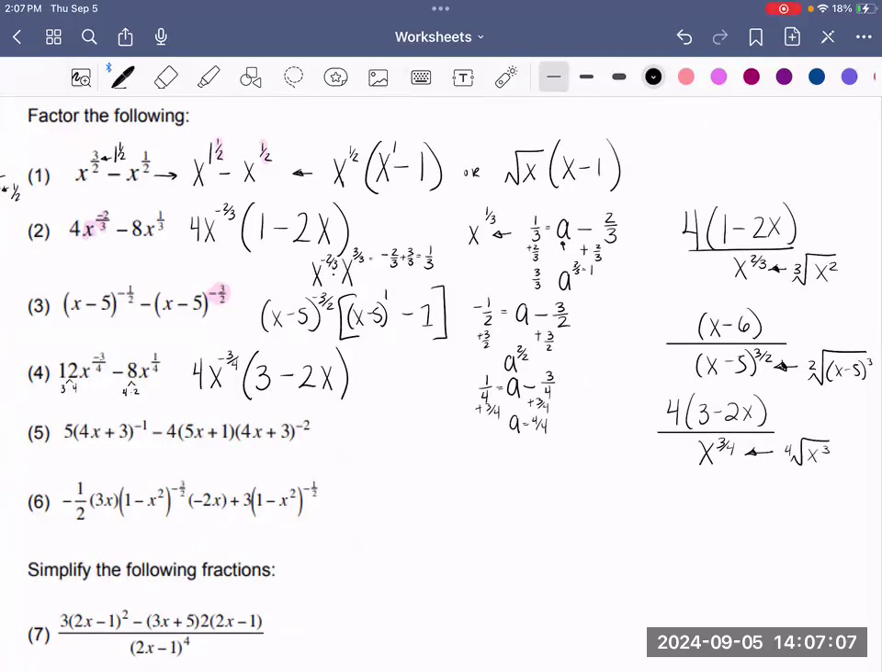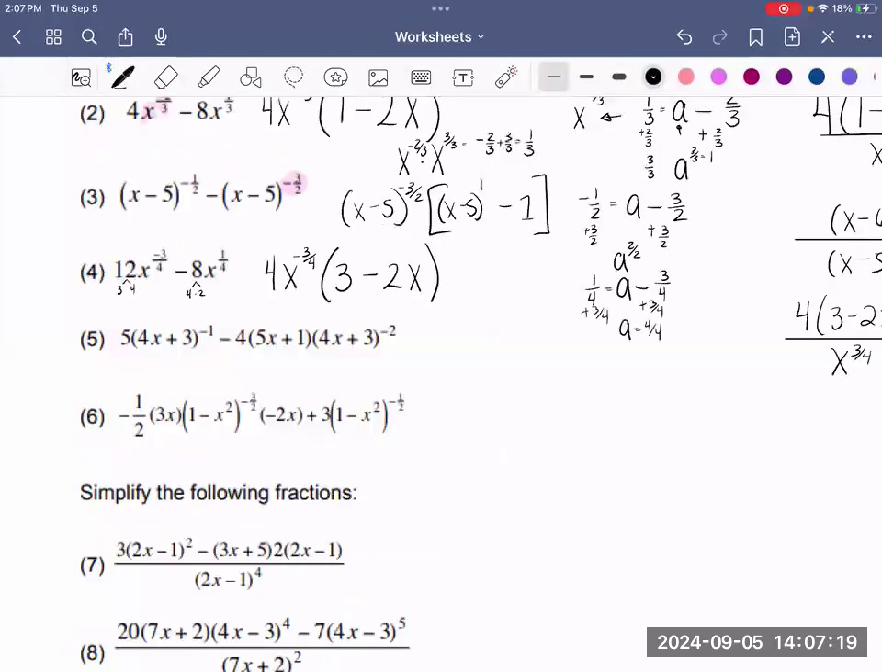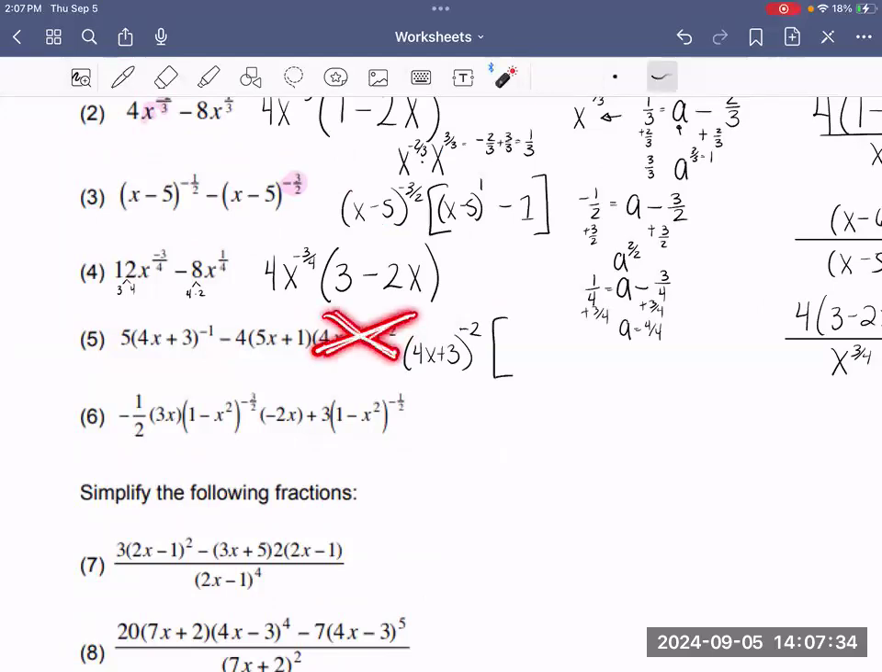Now let's try it again on our next one. So your coefficients don't have anything in common, so that can't get factored out. But we do have this 4x plus 3 to take out. 4x plus 3 will all come out. We're going to take the more negative exponent. So we're going to take out the negative 2. So that just means this whole term is gone.